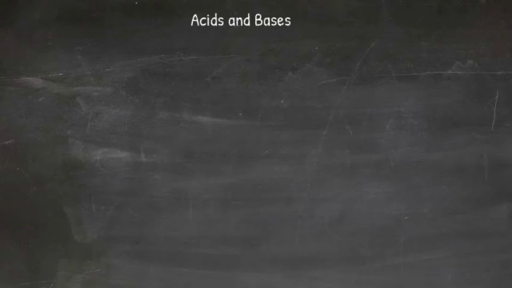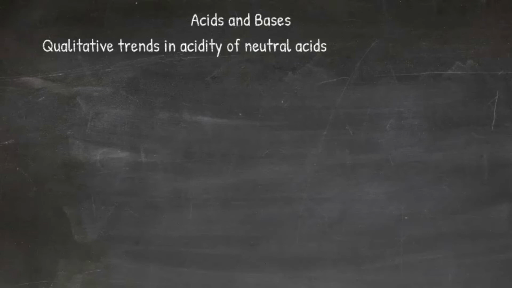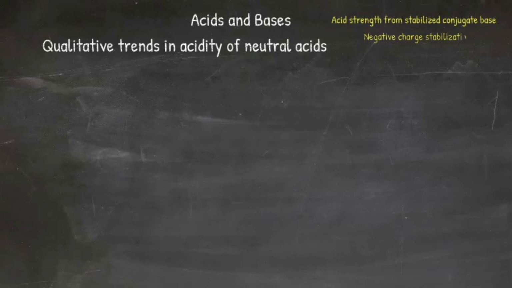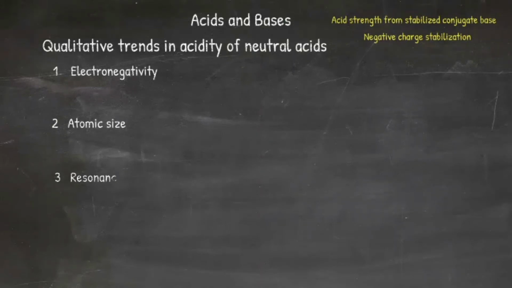This slide shows the qualitative trends in the acidity of neutral acids. Strong acids result from stabilized conjugate bases. In other words, conjugate bases with a negative charge density are stabilized by electronegativity, atomic size, resonance, inductive effect, and hybridization.